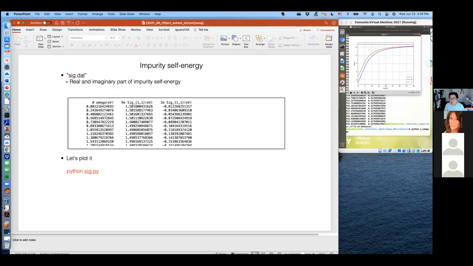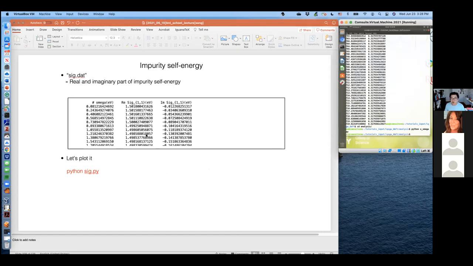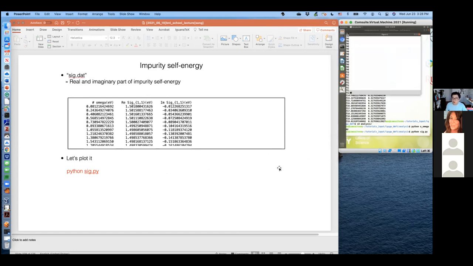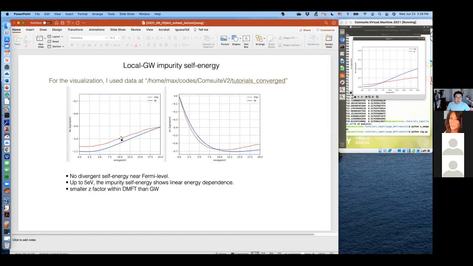Another quantity we can plot is the self energy. In the self energy file, we have frequency, the real part, and the imaginary part of the self energy. Let's plot it: python sigma.py. If we plot it, we have two figures, one for the real part and the other for the imaginary part. The red color means the impurity self energy, and the blue means the double counting self energy. As you can see here, they are more or less similar. However, there are some differences.